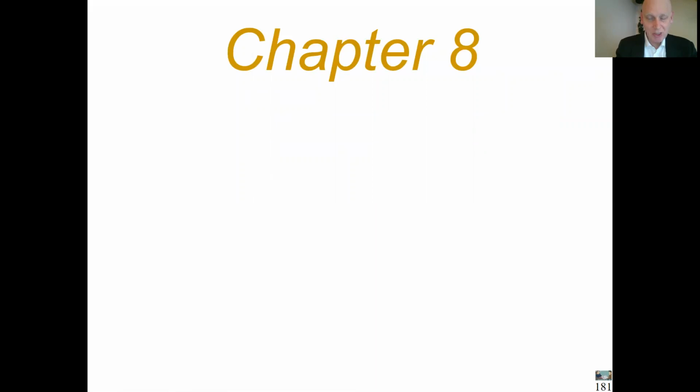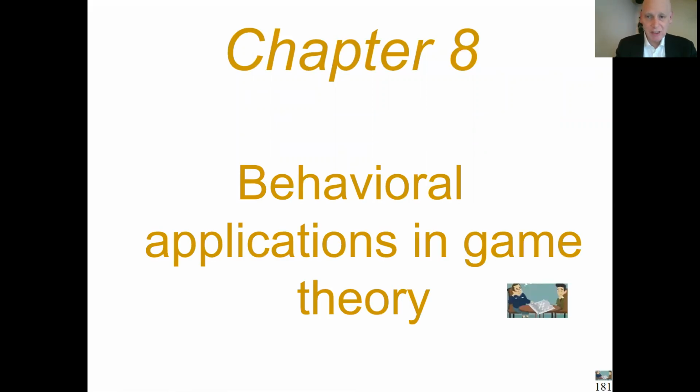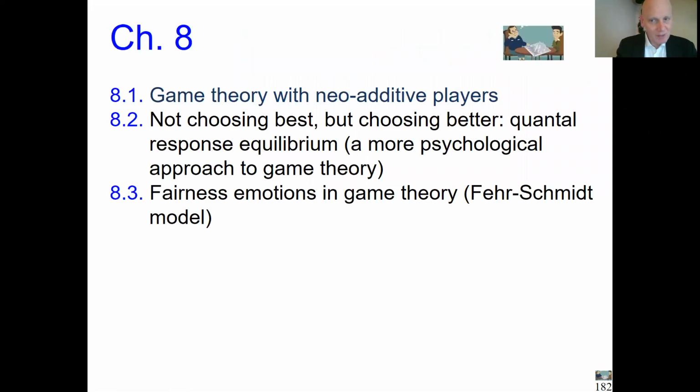But now we go to chapter 8, application of behavioral insights into game theory, how we get better analysis of it. We're assuming neo-additive players. Maybe you remember the neo-additive model. It was assuming just like expected utility, but only the best and the worst outcome receive extra weight. It's an easily tractable model, but still, it captures the major behavioral phenomena. So it's a popular model, and we're going to use it also.